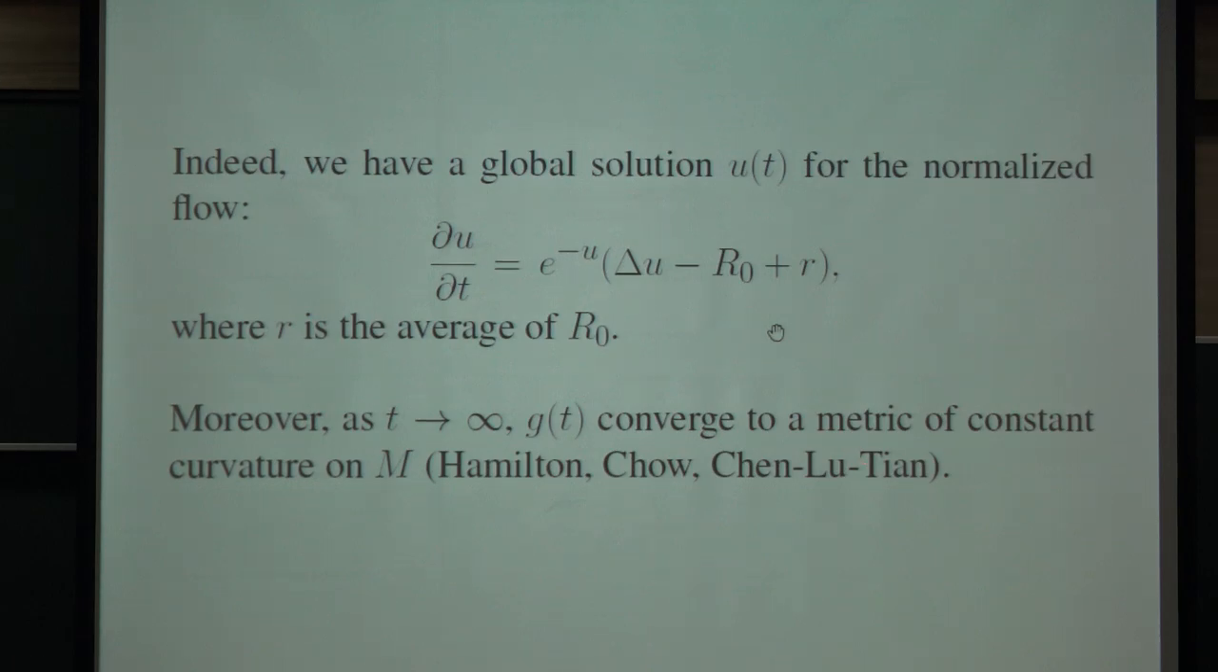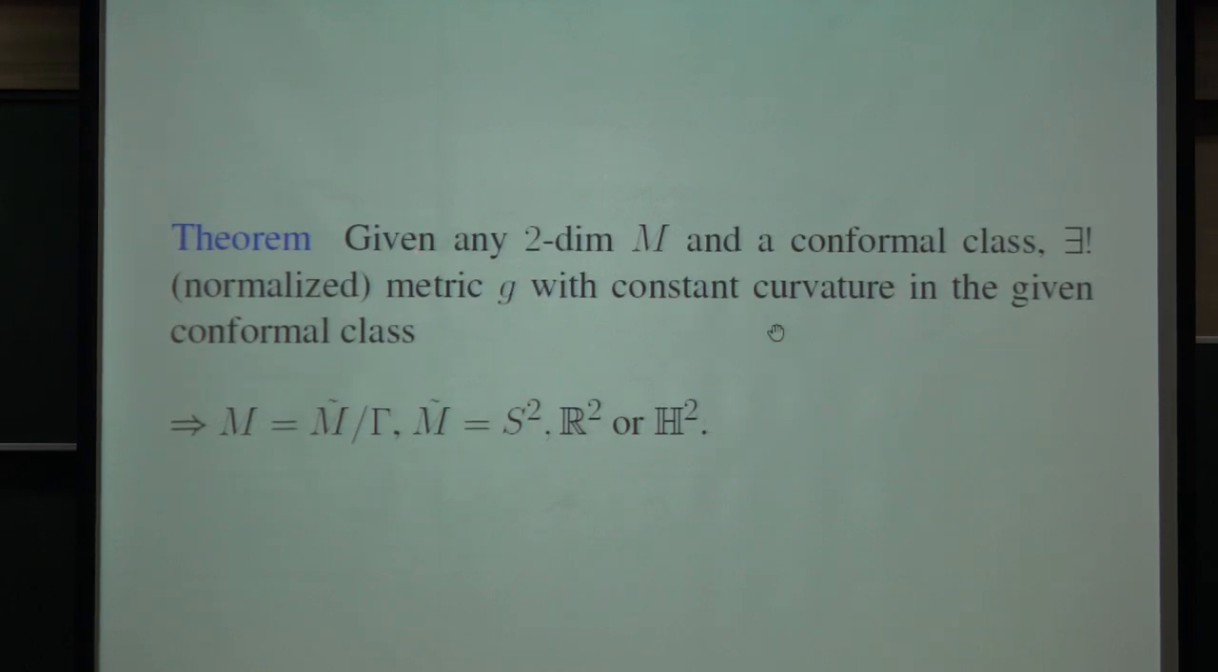So what's the upshot of this? The conclusion of this is the following. As a consequence, given any two-dimensional manifold, a conformal class. Conformal class means I change the metric this way, because changing a metric this way does not change angles, right? It only changes the size of vectors, not the direction. Then we can always find the metric g, a limiting metric using the Ricci flow, with constant curvature in a given conformal class.